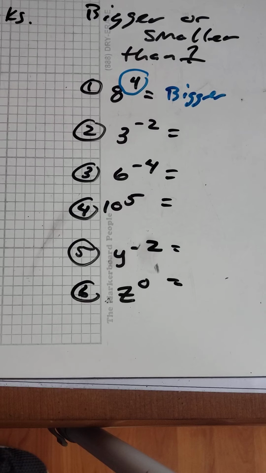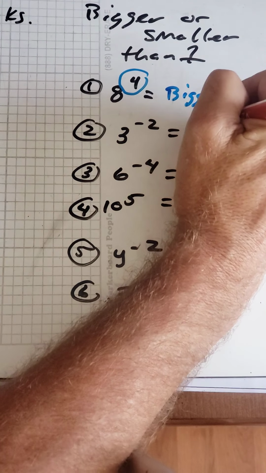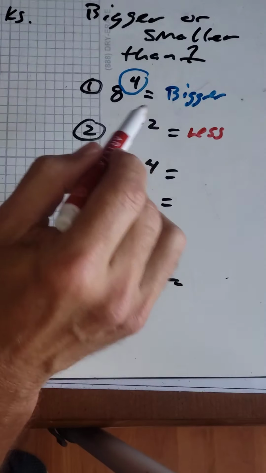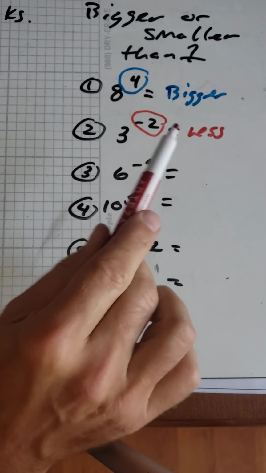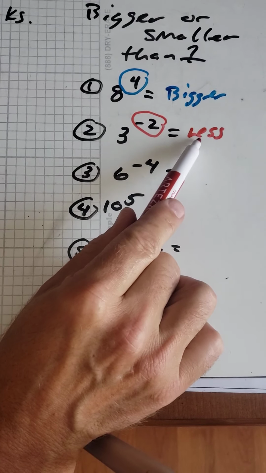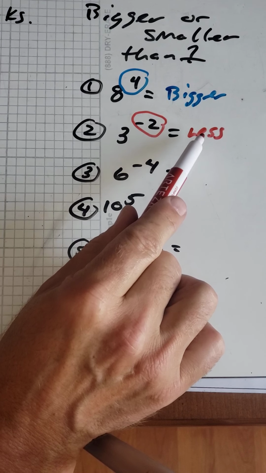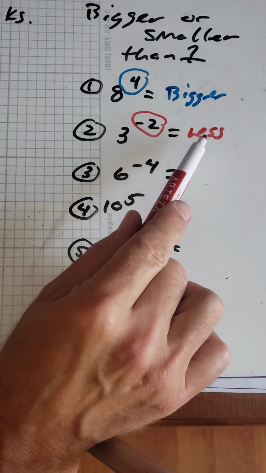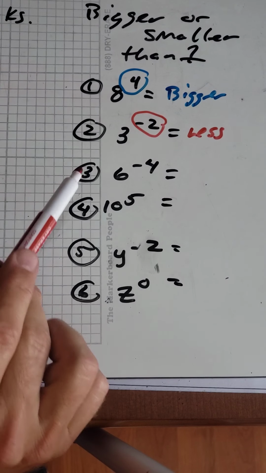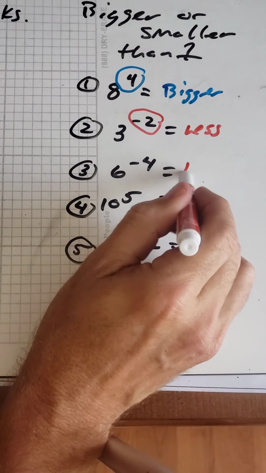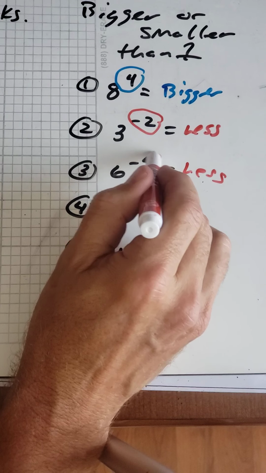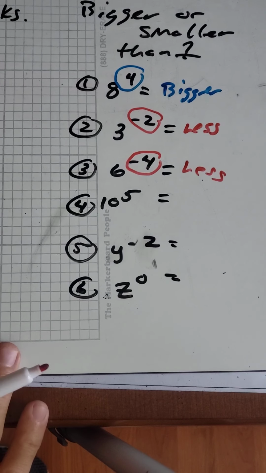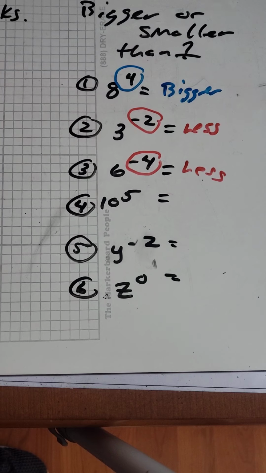Then I look at the next one. This number is going to be smaller than 1, less than 1. And how do I know that? It's because it's negative. It does not mean that's a negative answer. It's not a negative number. It's just a fraction of 1, like 1/3 or 1/7 or 1/9, something like that. This one is going to be less than 1. Same thing. The reason it's less is because it has a negative exponent.